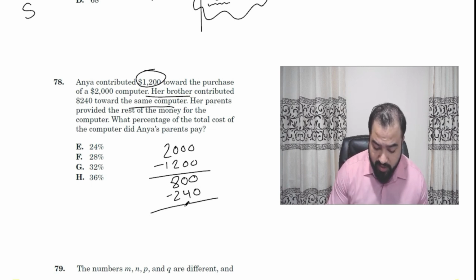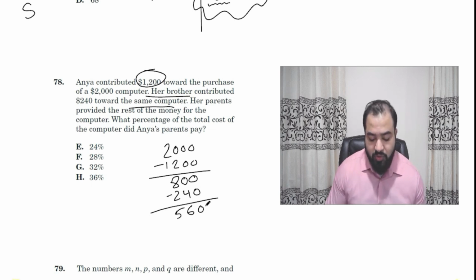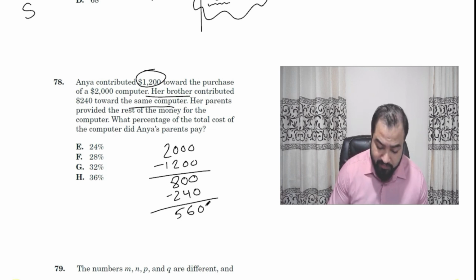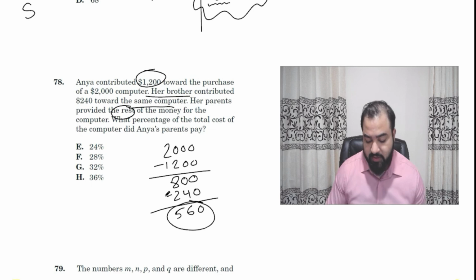So now we have 560 here. Who paid this 560? Let's look at the next line of the question. Her parents provided the rest of the money. All right, so her parents are paying here.